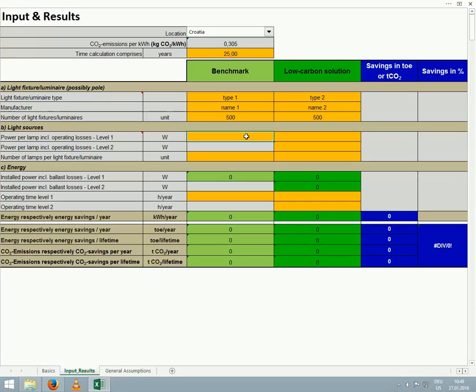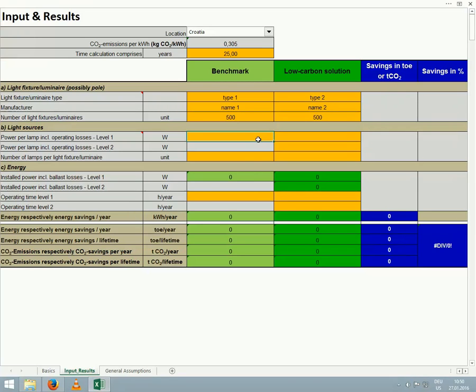Next, we enter the power per lamp in watts. This information should be available to you in your current contract, or you can use figures for a conventional solution offered on the market, and your new tender for a low-carbon solution. In this example, we are using values for a benchmark and a low-carbon solution provided by a municipality in Croatia and published as Procuring LED Street Lighting Solutions on our website.